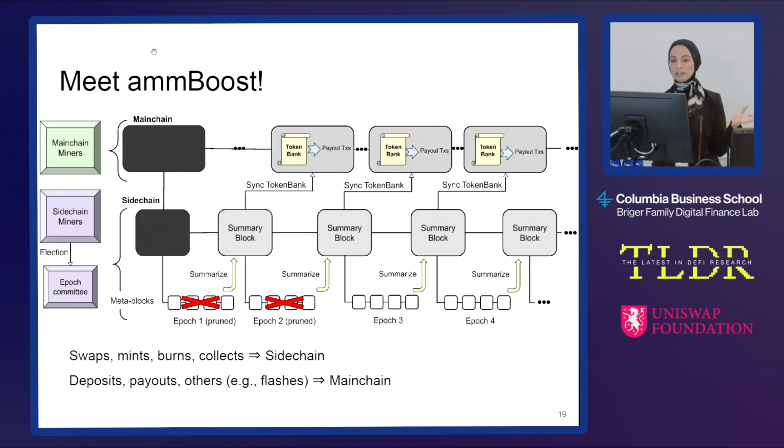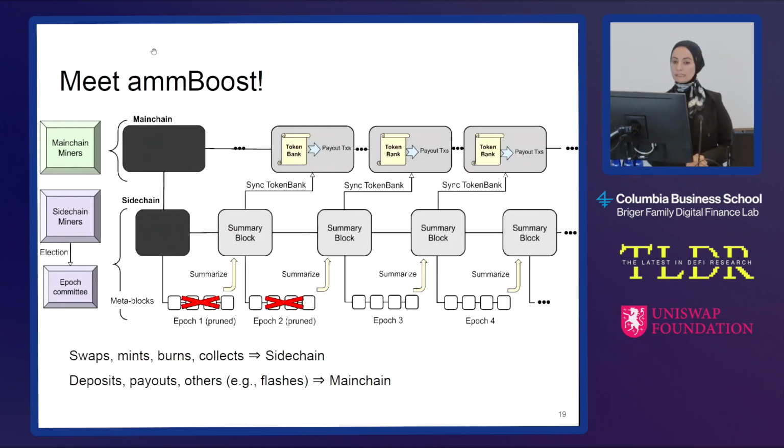As you see, the figure is very similar. The differences are as follows. First of all, the sidechain now will have its own miner population. So you can think about it that the AMM now has its separate set of miners. From these miners, each epoch, we will elect a committee. This committee, just like before, will mine summary blocks and meta blocks.